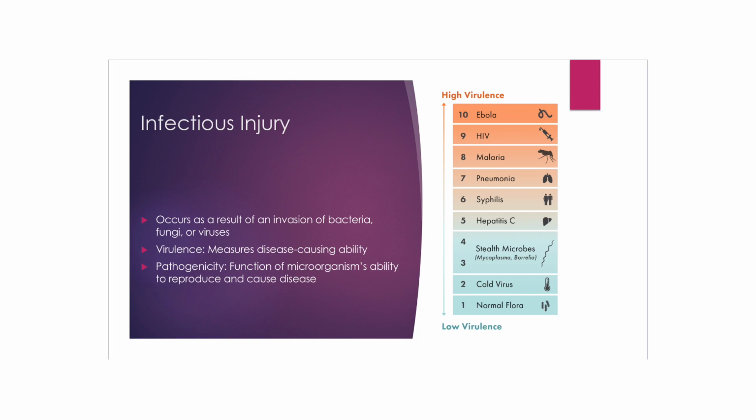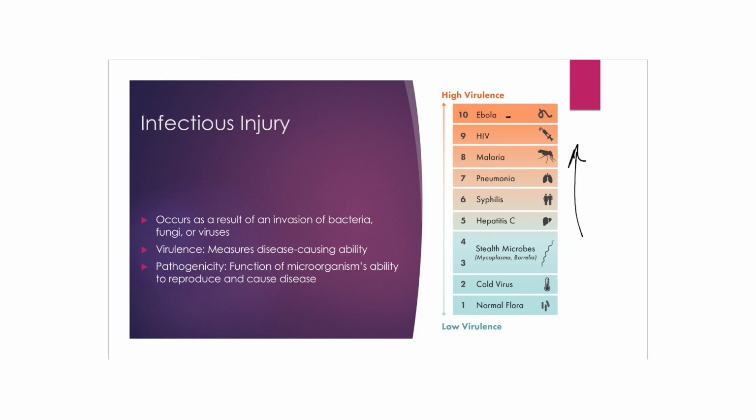So if you look here at this nice chart, you see as you go up in the number, it's more virulent. So Ebola being at the top there, it spreads like wildfire, so to speak. Okay, so think of going viral. When something goes viral on social media, it means everybody's spreading it. That's kind of the same idea as virulence here.